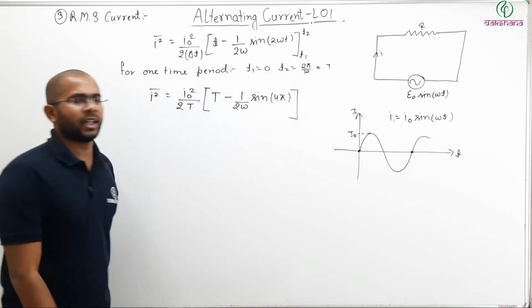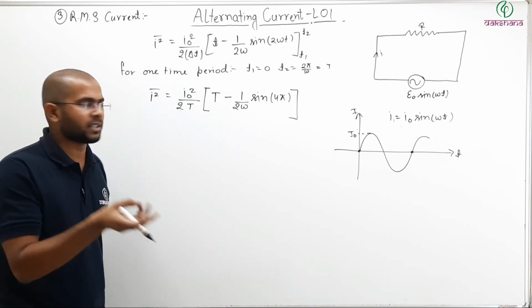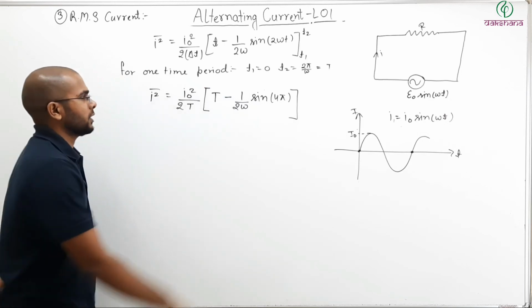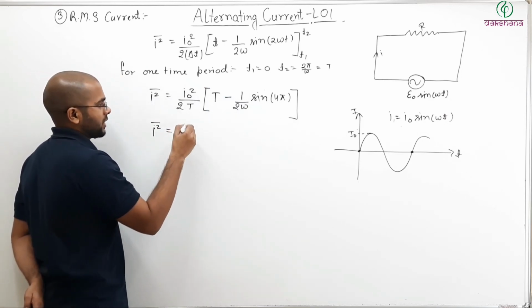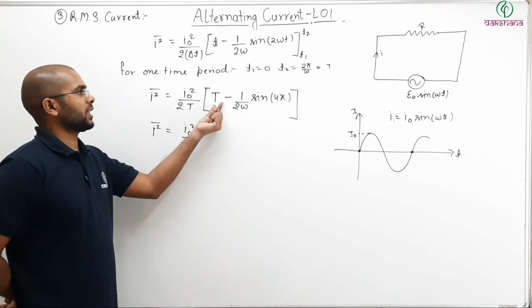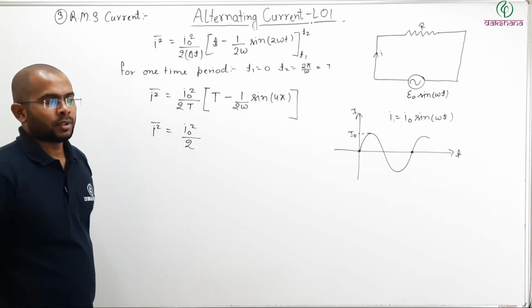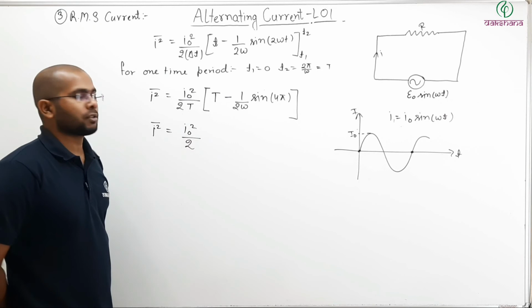Now what is sine of 4 pi? Sine 0 is 0, sine 2 pi is 0, sine 4 pi is 0, sine 6 pi is 0. So this value is 0. So if this value is 0, I square average is nothing but I naught square divided by 2, because here t cancels. So I square average is I naught square by 2.